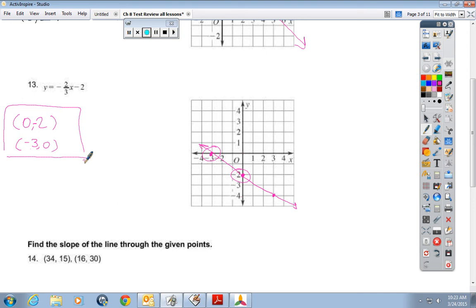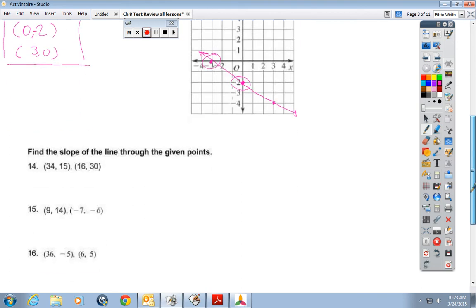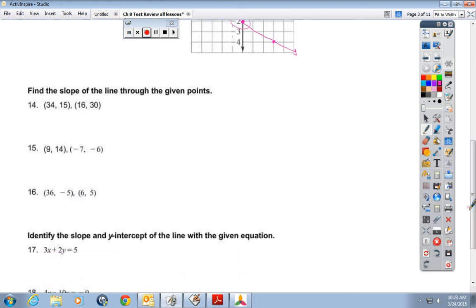Okay, number 14. Find the slope of the line to the given points. This was one of the earlier lessons. This was the first half of the chapter. Remember, the formula is y2 minus y1 over x2 minus x1 for all of these. Same formula for all of these. And then you would just go through here and identify x1, y1, x2, y2 for all of them. And it's just the same thing.